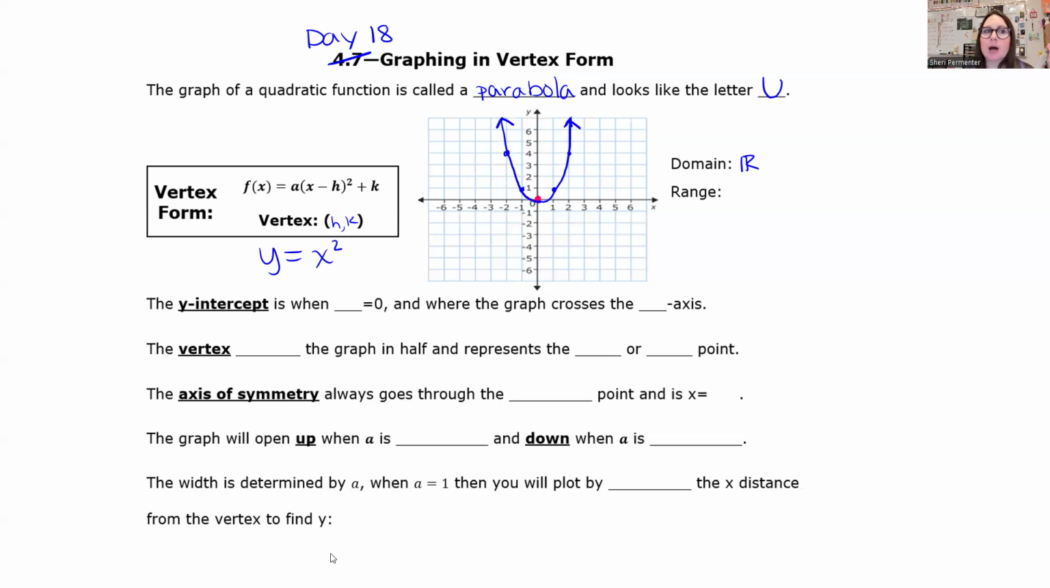Most of the stuff down at the bottom is a complete review of what we did last class. So first, it says the y-intercept is when what is equal to 0? X. X is equal to 0. And it's where the graph crosses which axis? Y. The y-axis. Sorry, the y-intercept is where you cross the y-axis. The vertex is going to cut the graph in half. The vertex cuts the graph in half and represents the which point? Do y'all remember?